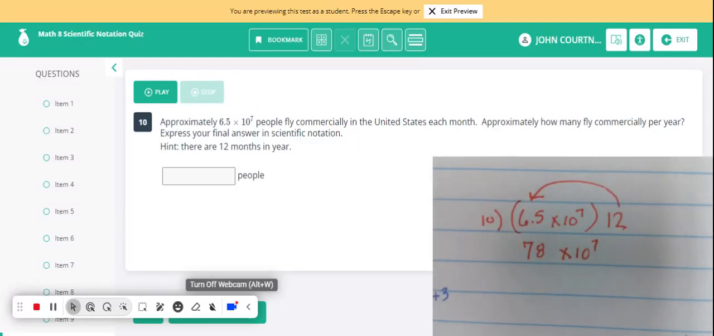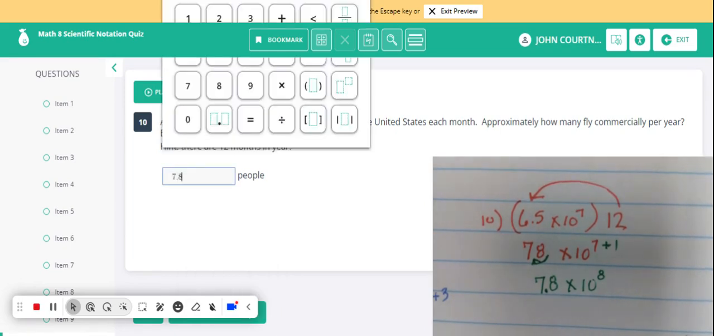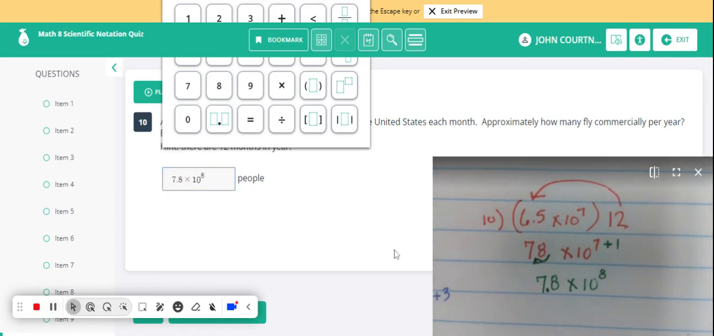We've done several problems like that on our worksheets. I move the decimal left one spot, so I add 1 to my answer. I'm seeing 78, or 7.8 I should say, times 10 to the 8th power as the number of people who fly annually. So 7.8 times 10 to the 8th power.